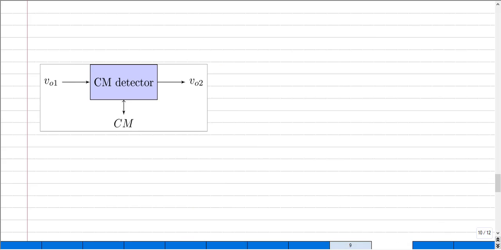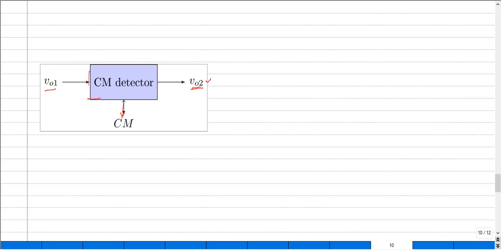So what we want is some kind of common mode detector, as shown in this particular picture, which senses only the common mode of these output nodes, and then takes that common mode out of that, because we know that VO1 and VO2 are basically composed of both common mode as well as differential modes.